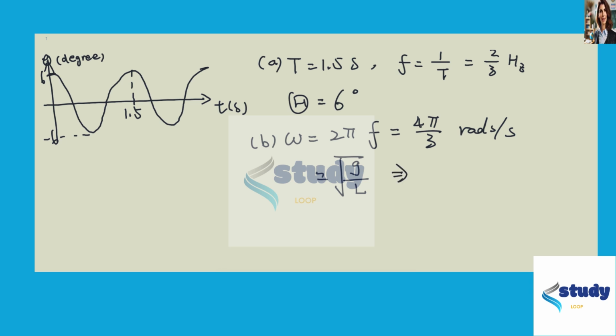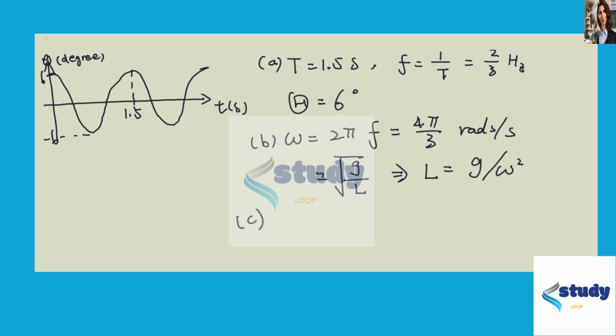So from this equation, we can know that the length of the rope is equal to g, gravitational acceleration, divided by angular velocity squared, angular frequency squared. G is equal to 9.8. We have omega here. Use your calculator, you can find the length of the pendulum.